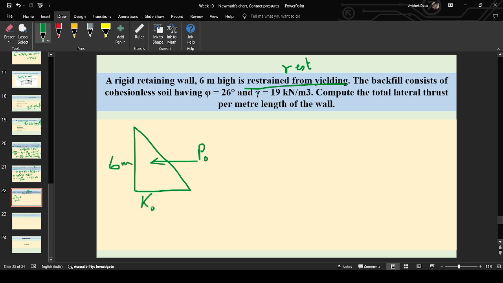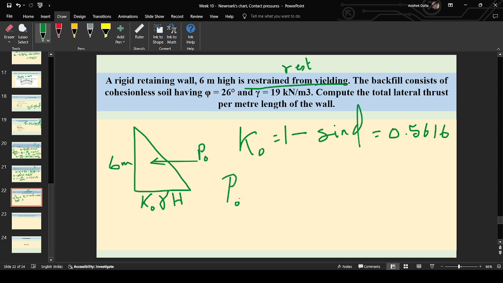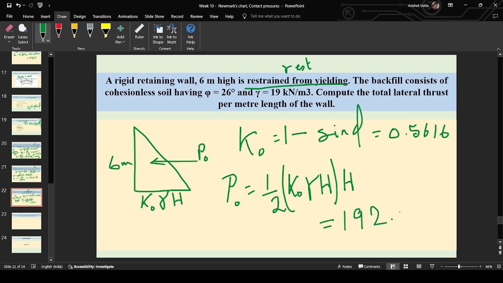This is the pressure, that is K0 times the vertical stress, gamma into H. Now what is K0? Coefficient of earth pressure at rest. Formula is 1 minus sine phi. Phi is 26 degree. Put the value, you get 0.5616. What is the lateral thrust or force per meter length of the wall? P0 is equal to the area of the triangle, half into base into height, isn't it? Solve it, you get a value 192.07 kilonewton per meter, not square, per meter.